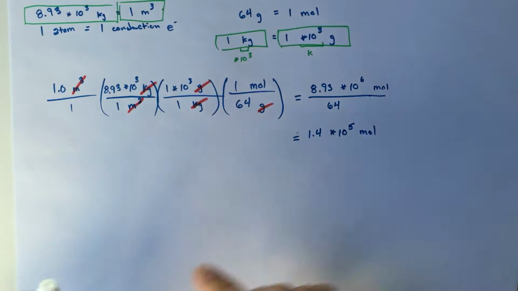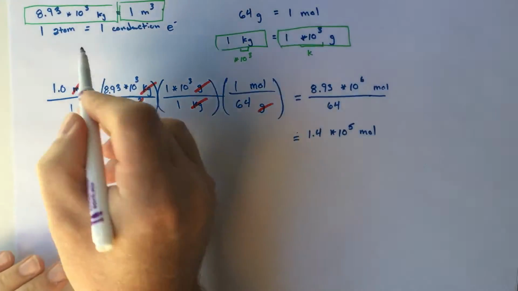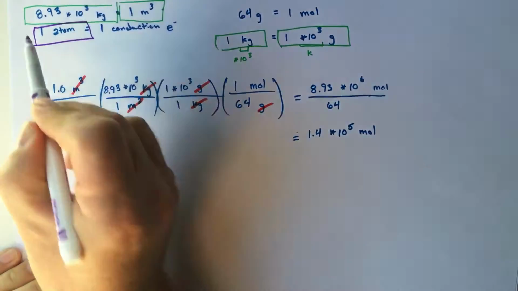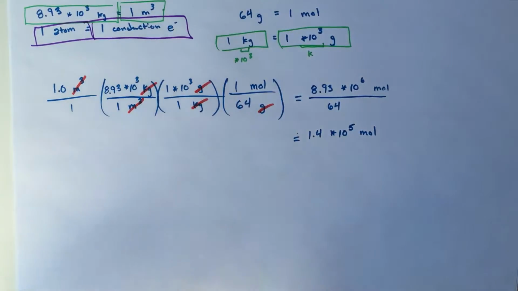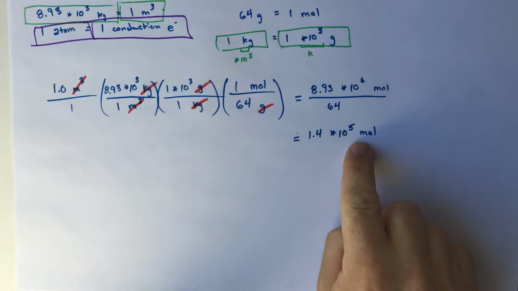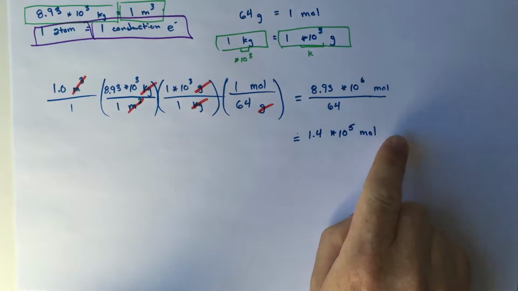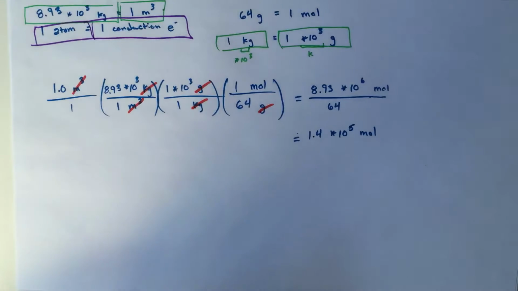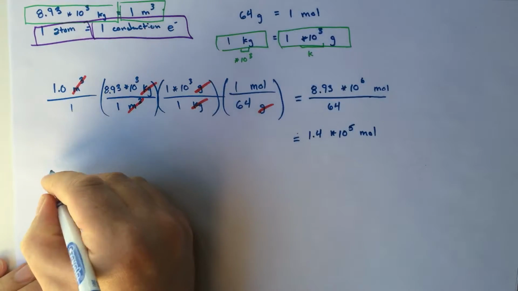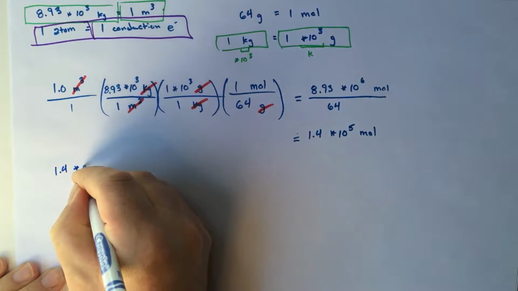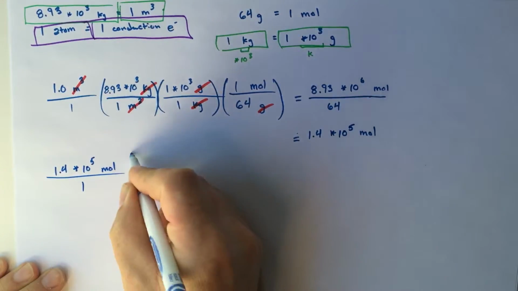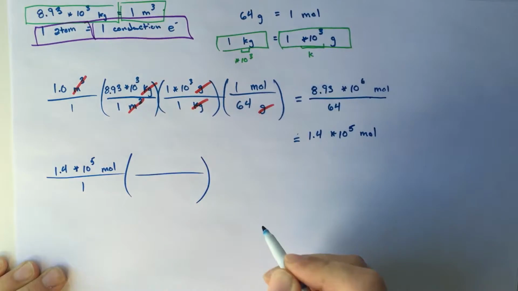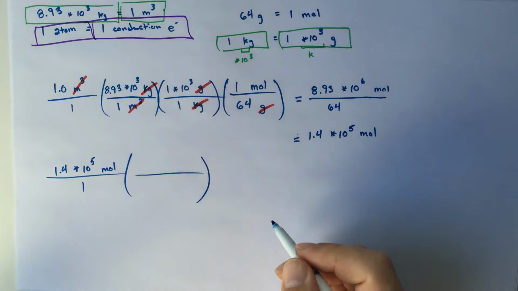Well, we have a relationship up here that says this. It says that for each atom in this block of copper, there is 1 conduction electron. So if we can get from moles to atoms, then we could get from atoms to conduction electrons, and that's what we're going to do. So we'll start out with 1.4 times 10 to the 5th moles. We need a relationship between moles and atoms, and Avogadro gave us that.